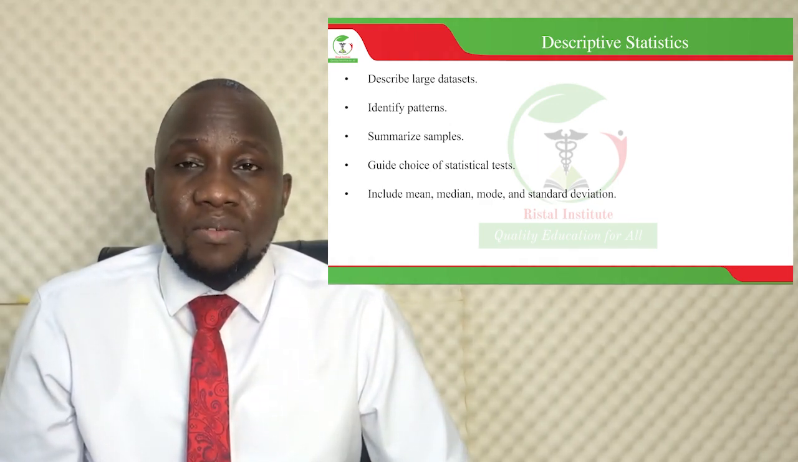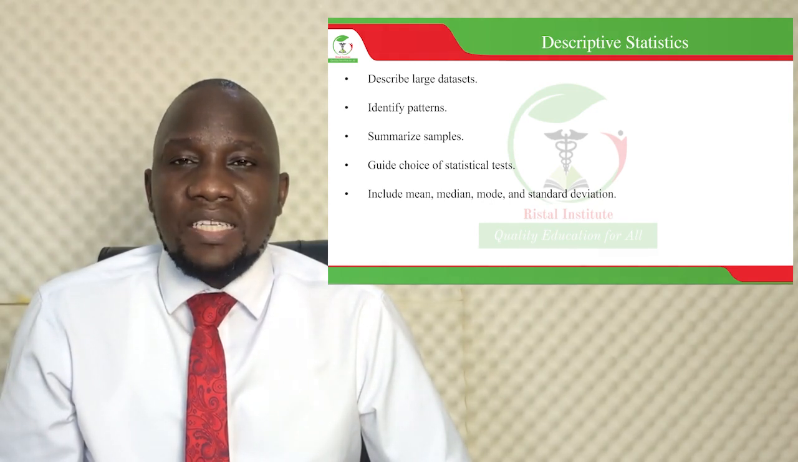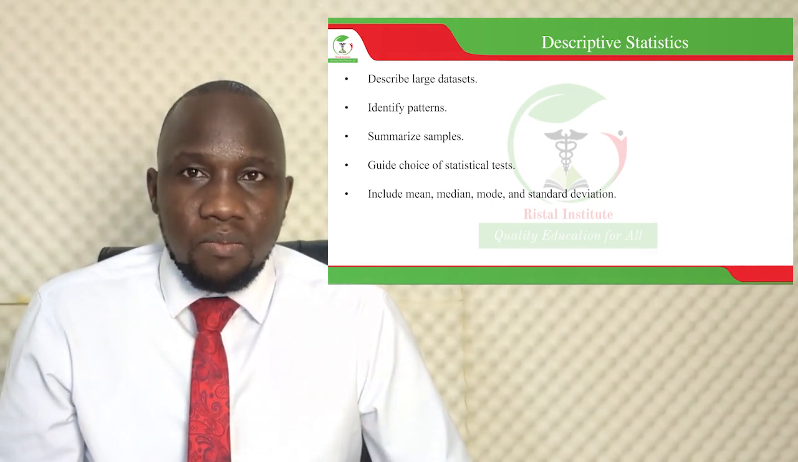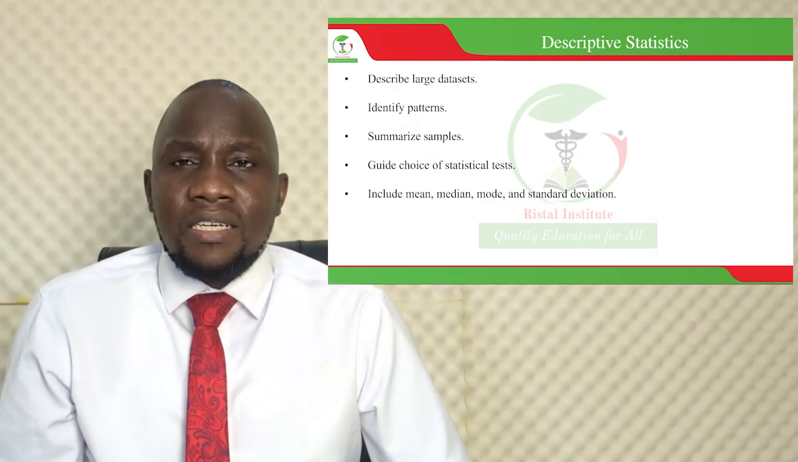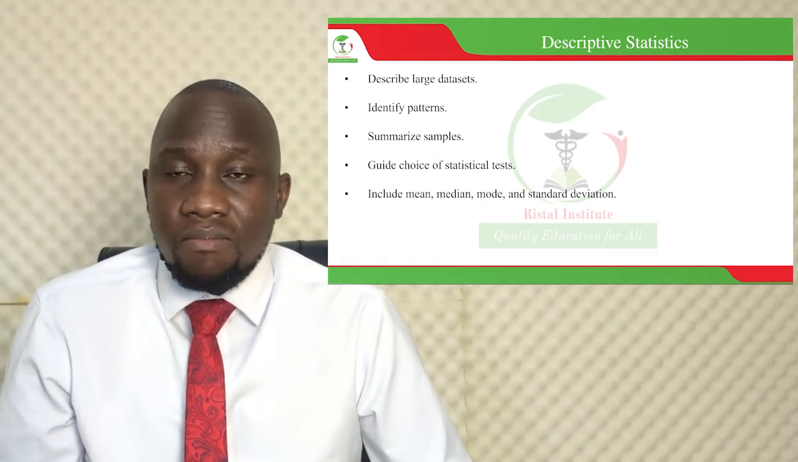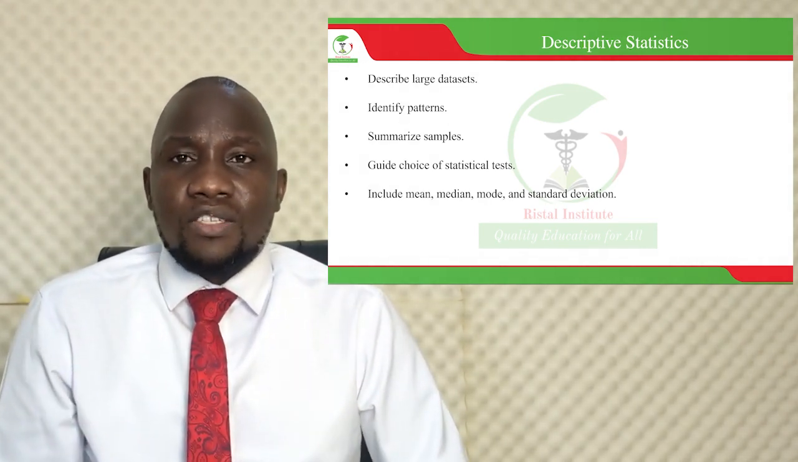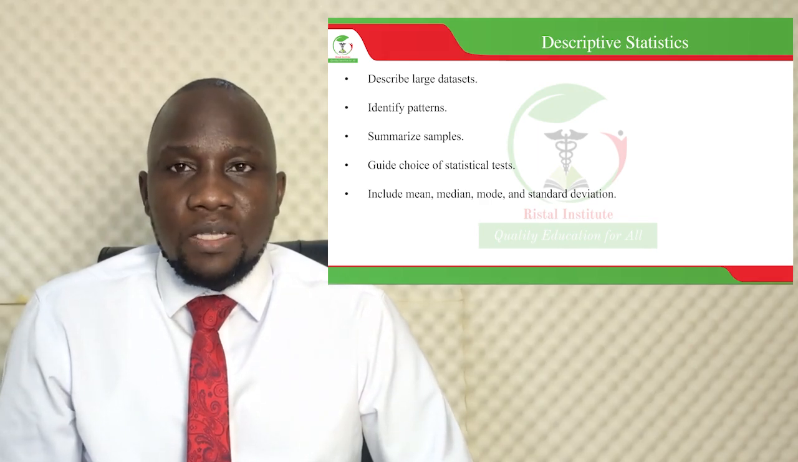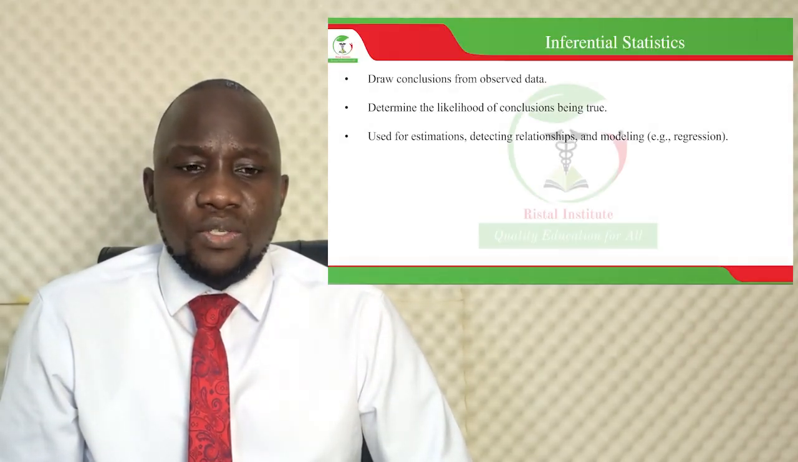You will not make conclusions about that. But if, for example, we say that the average score was 60%, it makes more sense. We can say that the highest score was 90, the lowest score was 10. We can make sense out of that. So that is what descriptive statistics is all about. And then inferential statistics.